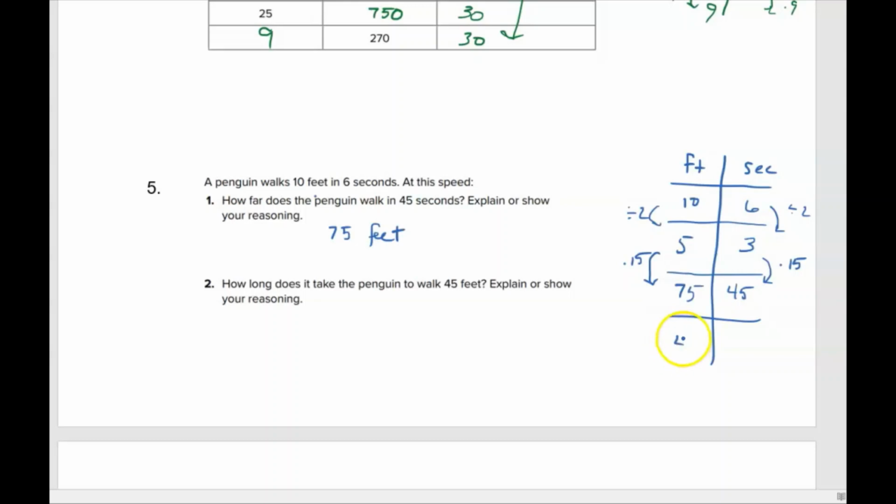Okay, so now this changes to 45 because it belongs in the feet category. Well, that's not too tricky. I already found out 5 feet in 3 seconds. So how could I go from 5 to 45? That's not too bad. That's just times 9. So to go from 3 seconds to this blank times 9, 3 times 9 gives me 27. So it would take 27 seconds to walk 45 feet.